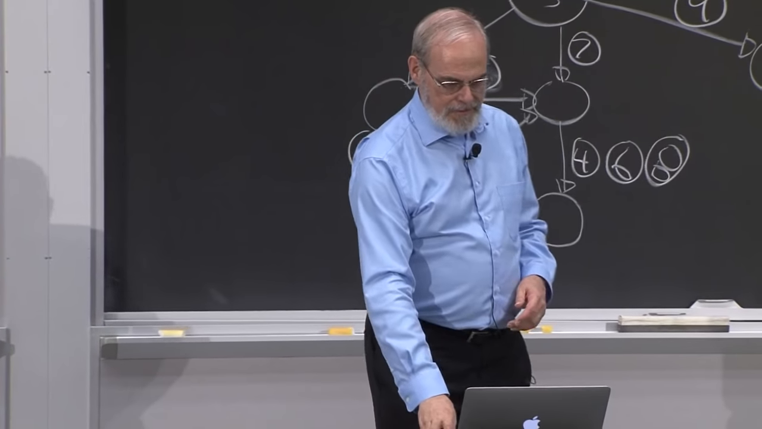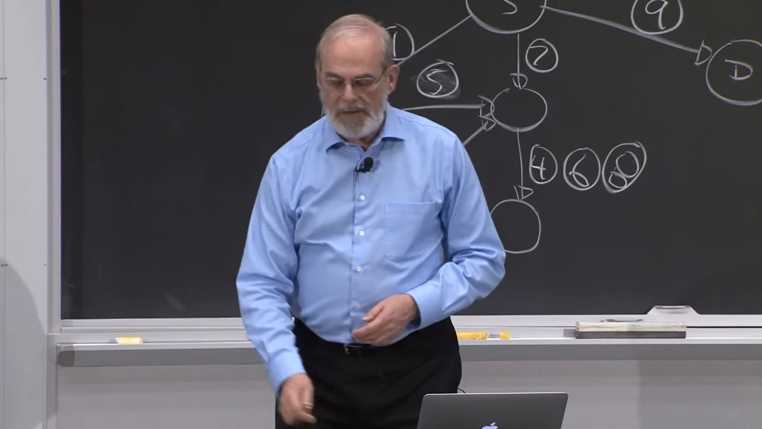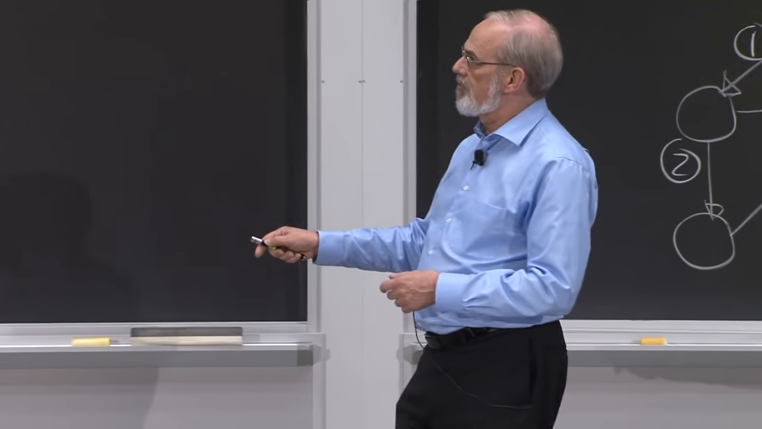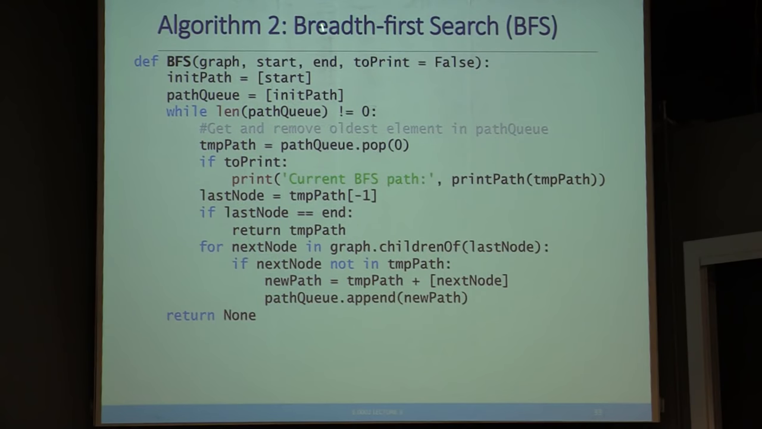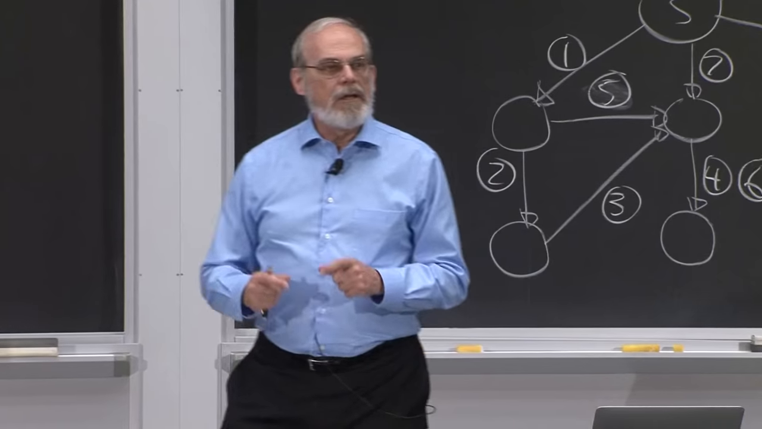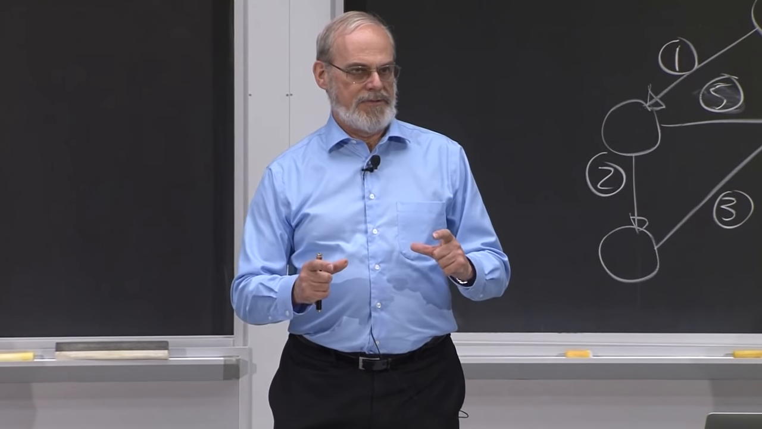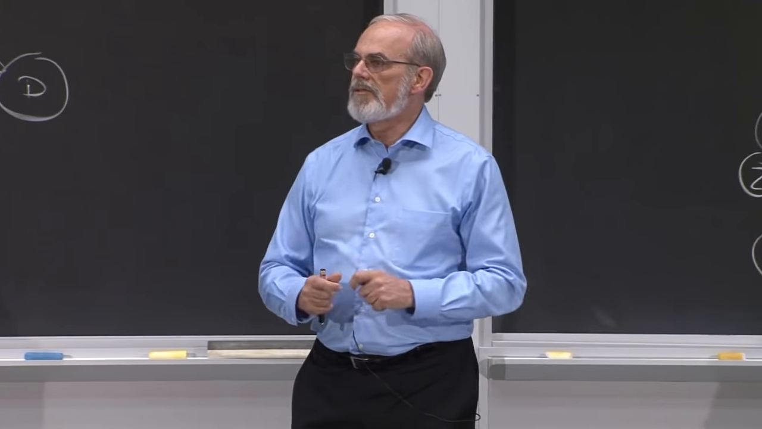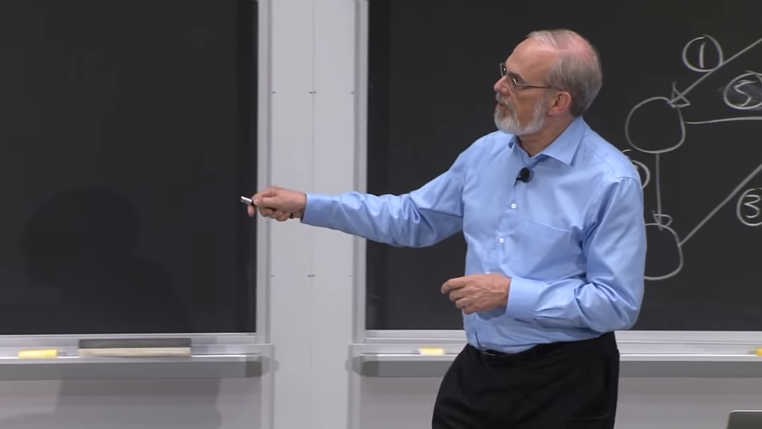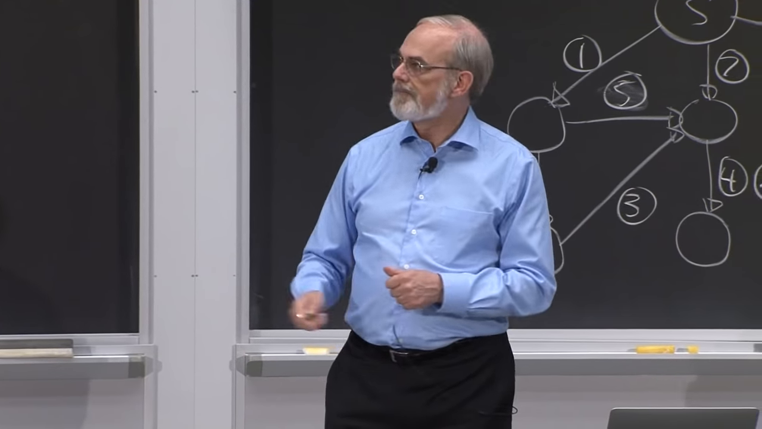Okay? So let's build that code. Breadth first search, or BFS. Again, a graph, a start and an end node, something that would just print things out as I go along. My initial path is just the start point. But now I've got to keep track of what are the paths that I have yet to explore. And so for that, I'm going to create something called a queue. And a queue is going to be a list of paths. Remember, a path is a list of nodes. A queue is going to be a list of paths. So the initial queue is just where I've started.